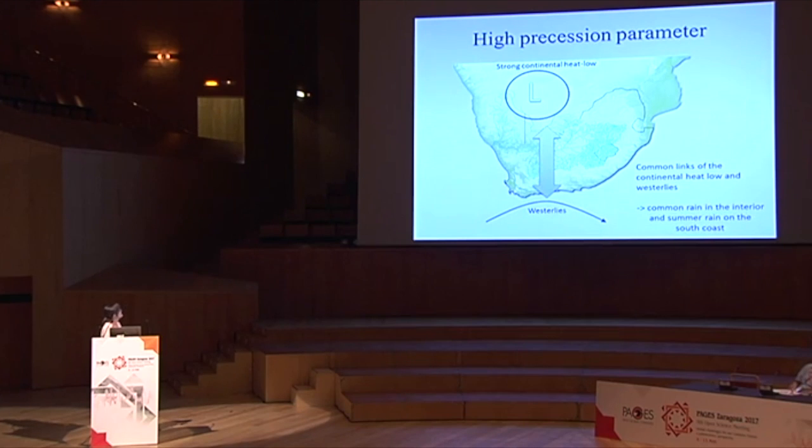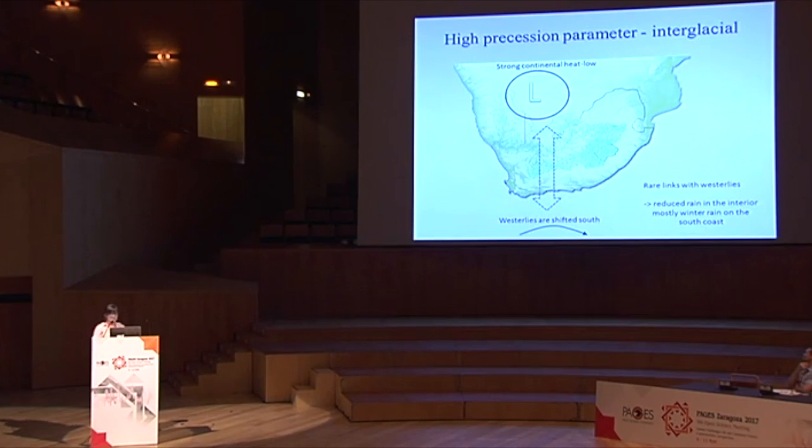Then when the precession parameter is increased, we get a strong continental heat low that is able to connect with the westerlies more frequently. And that leads to more rainfall in the interior and a summer rainfall signal or a mixed rainfall signal on the south coast. And then during these peak interglacial phases, we might have a strong continental heat low if the precession is high, but the westerlies, if they are shifted south, would not be able to connect with this heat low, and that then again leads to reduced rainfall in the interior and winter rainfall on the south coast.